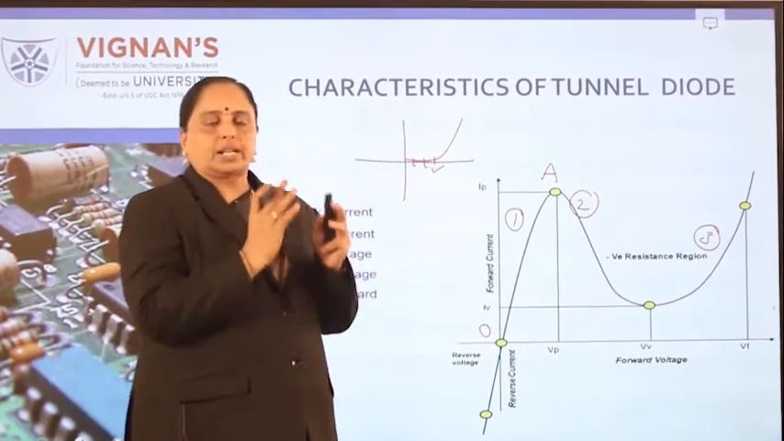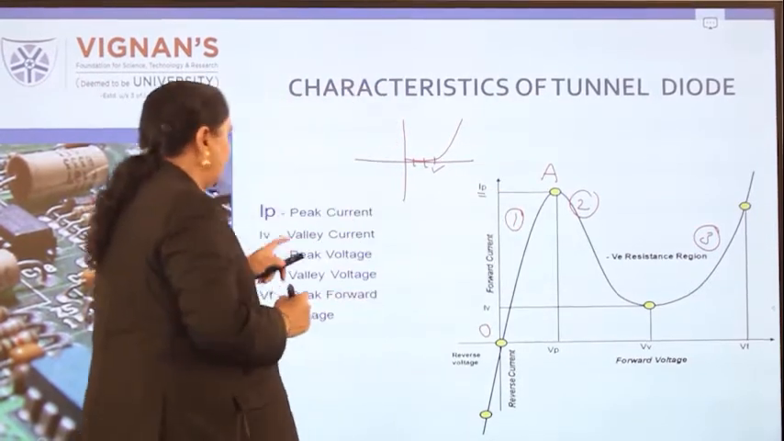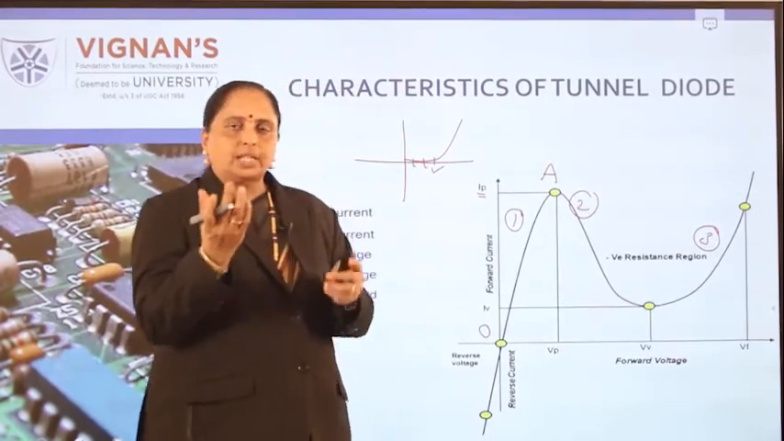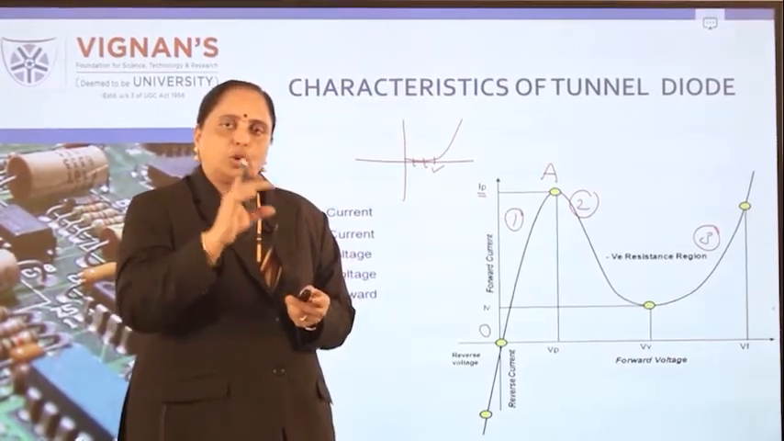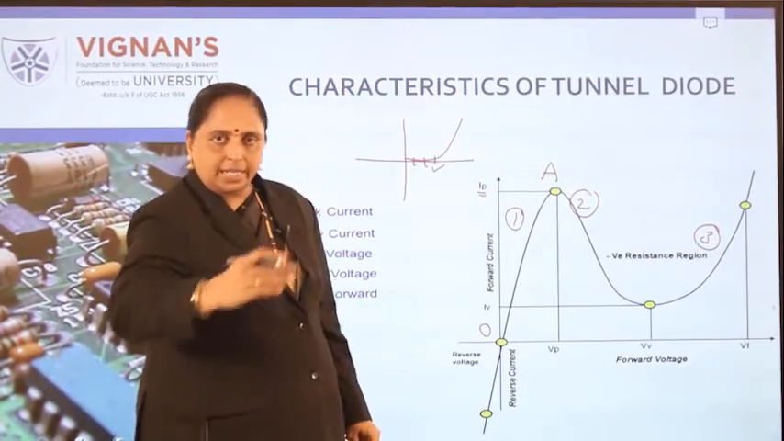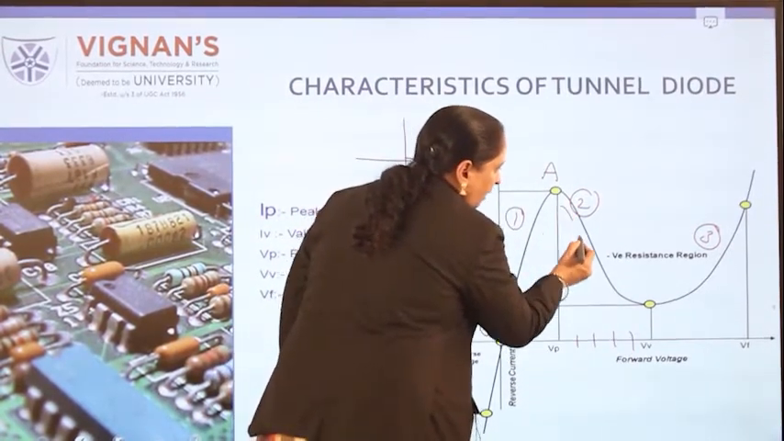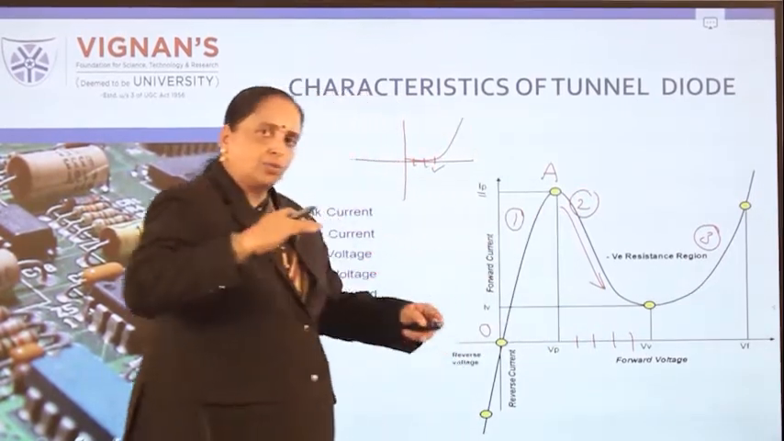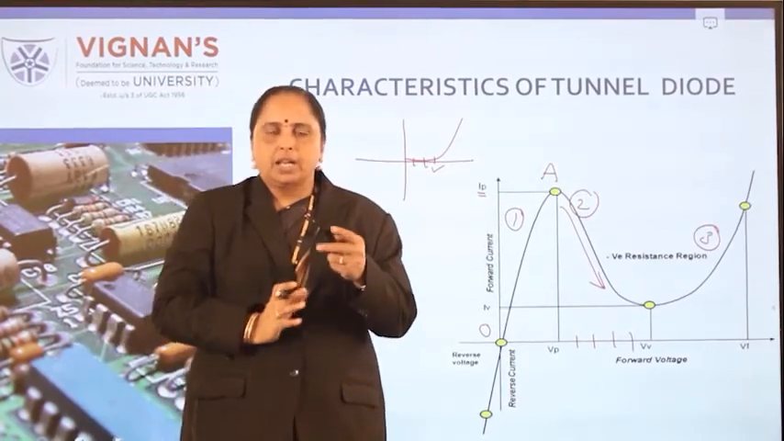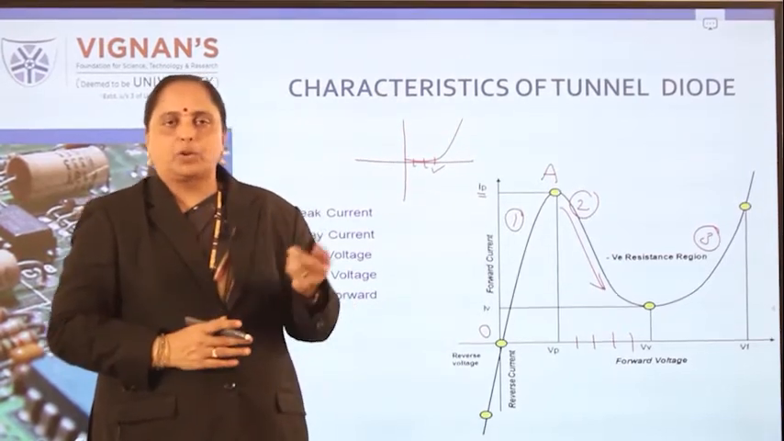Excess numbers of holes and electrons are there. They constitute more current, which is known as IP, the peak current. After the tunneling phenomenon is over, that is, after the total excess carriers due to doping are exhausted, the tunneling ends and the tunneling current decreases. So even with high forward bias, the tunneling current is decreasing. That is, as voltage is increasing, current is decreasing. So both are reverse processes. Usually in Ohm's law, voltage and current rise together, V proportional to I.